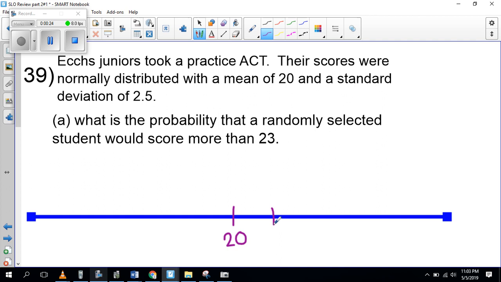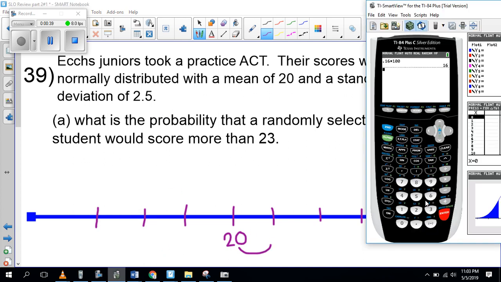So we're going to have three numbers to the right of the mean and three numbers to the left of the mean. If we go to the right, our number's going to get bigger, so we add. So 20 plus our standard deviation of 2.5. And let me show you. So it'll be 20 plus 2.5. That's going to give us 22.5.